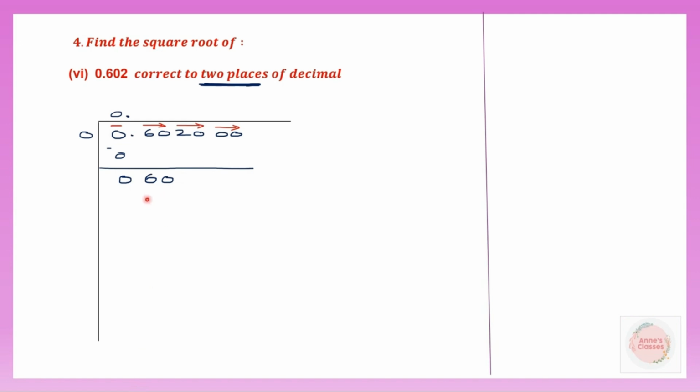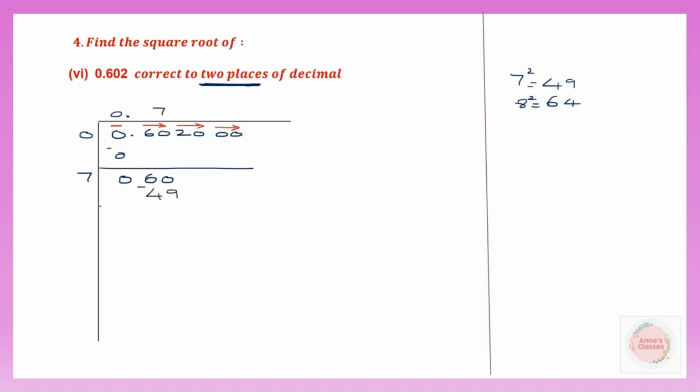Think of a number whose square is close to 60. Now 7 sevens are 49 and 8 eights are 64. So 7 square is 49, 8 square is 64. So we could write only 49, not 64. That means 7. So let's write 7 sevens are 49.